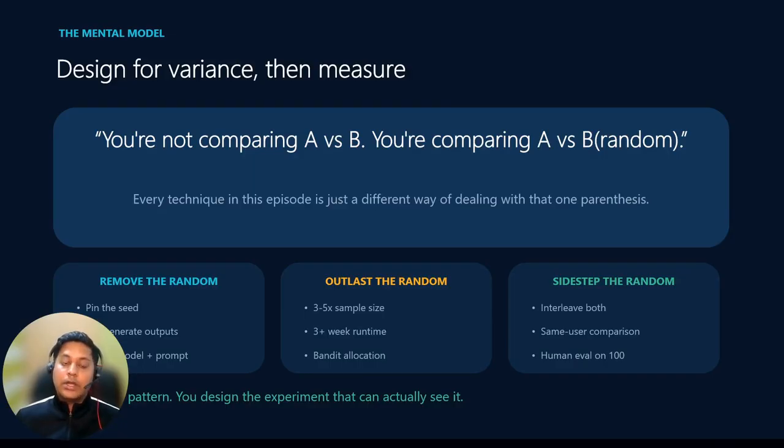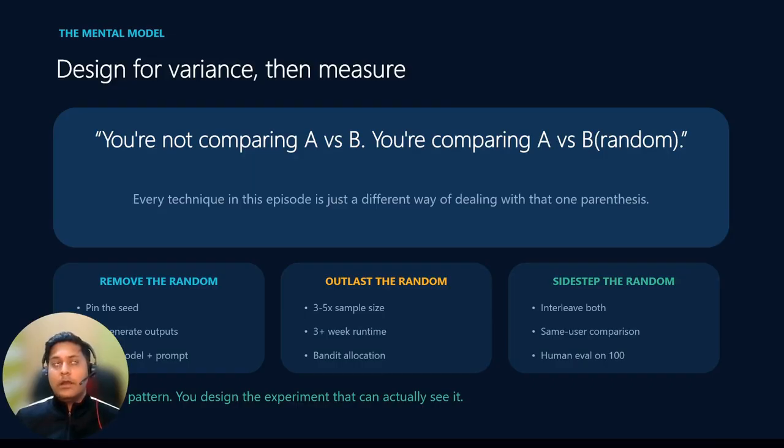And you can sort every technique into three buckets. Bucket one is remove the random: pin the seed, pre-generate outputs, freeze your model and prompt version. You are eliminating the variance so your normal statistics work again. And bucket two, outlast the random: 3 to 5 times the sample size, 3 plus weeks of runtime, bandit allocation. You are accepting the variance and gathering enough data to see through it.